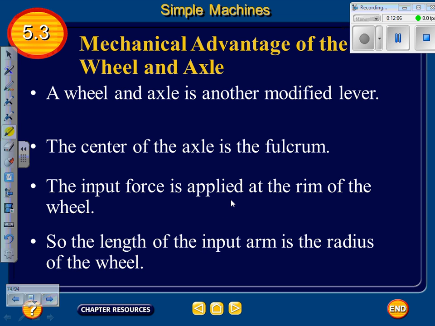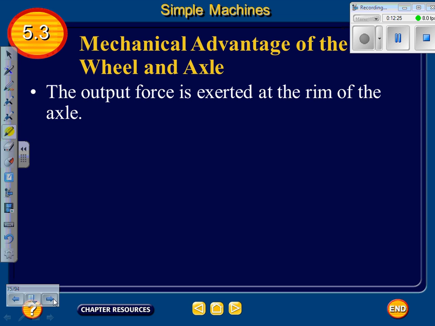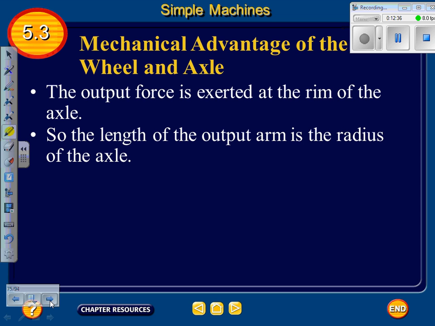The length of the input arm is the radius of the wheel. So on a pencil sharpener, the length of that handle, that crank that you're using to turn the axle, is the input arm. The output force is exerted at the rim of the axle. For a pencil sharpener, the output force is exerted at the tube that you put the pencil in. The length of the output arm is the radius of the axle.